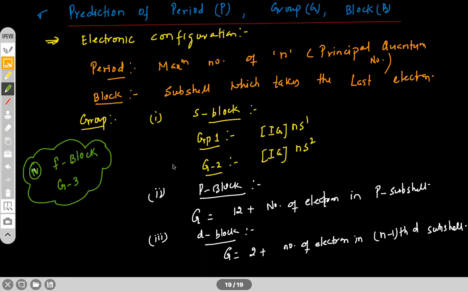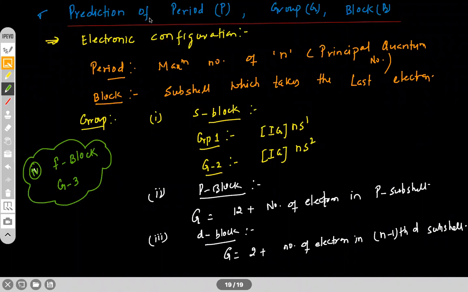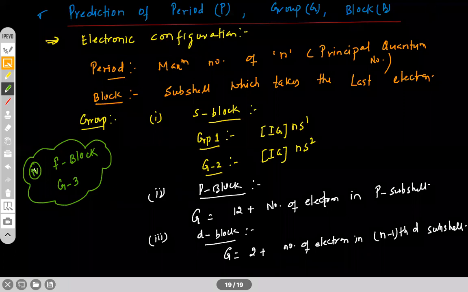Did you understand this formula? Why do we have these formulas? I'll tell you. Just focus on this formula for the p block: 12 plus the number of electrons in the p subshell. Why do we have this 12 here?